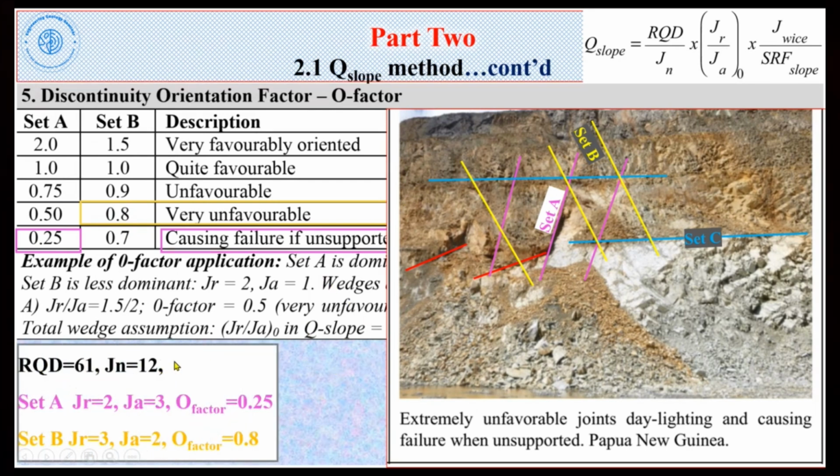Now we have the RQD value, the rating for joint set number, the ratings for set A joint roughness and joint alteration number, and also the orientation factor for A, and for set B also roughness, alteration, and orientation ratings. That means we have already determined these parameters: two parameters, and these two parameters make four, and also we have determined the O factors, so five parameters. Now we'll go for the environmental and geological condition, that is parameter 6.